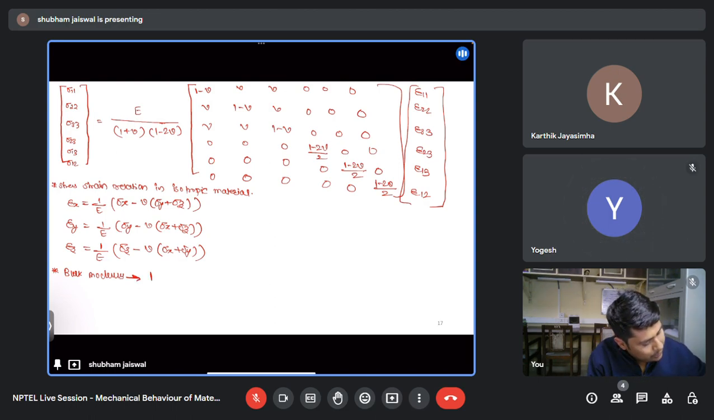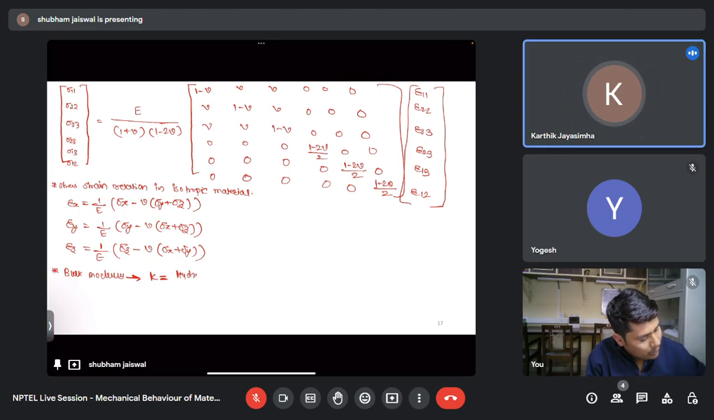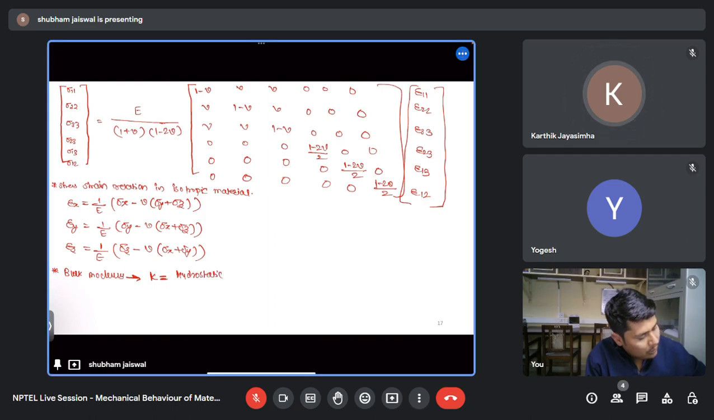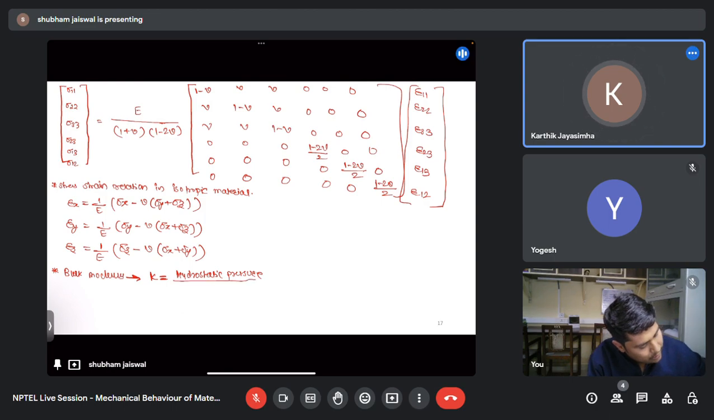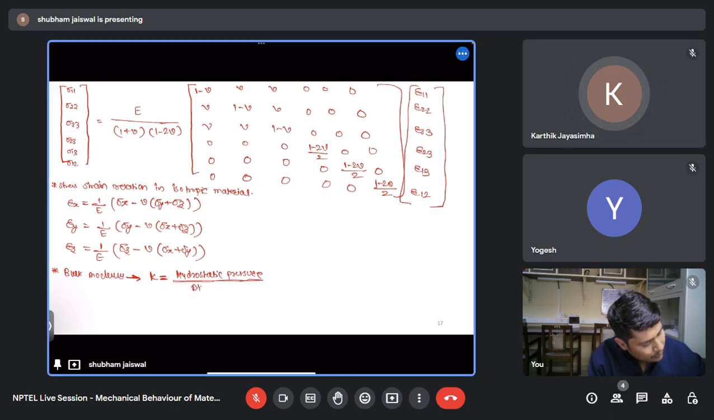K, and it is defined as the ratio of hydrostatic pressure to the dilation it has caused. So in this equation, if I add all these three equations, what will I get? That is equation 1, 2, 3.